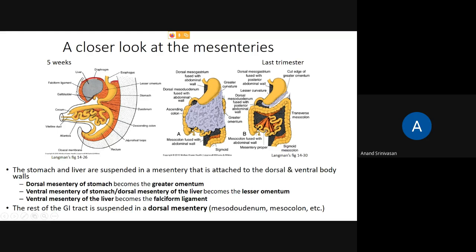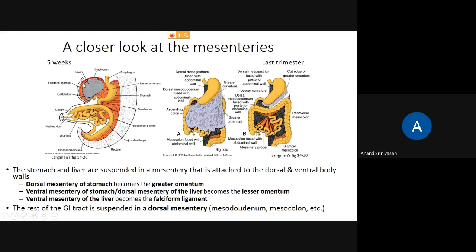From the liver to the anterior abdominal wall, that is called the falciform ligament. The part of the ventral mesentery between the stomach and the liver forms the lesser omentum. The part of the ventral mesentery between the liver and the anterior abdominal wall forms the falciform ligament.